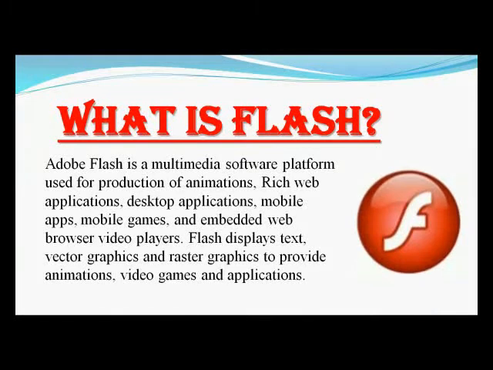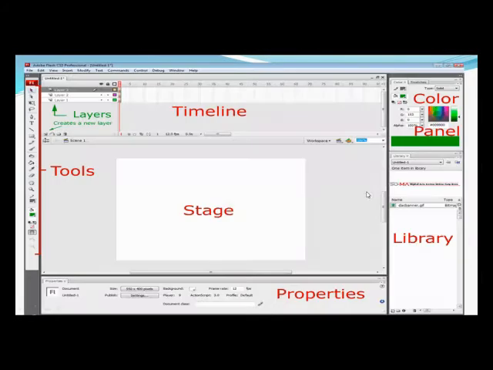Now this is the logo of Flash. Now this is the window of Flash, how the Flash window looks after getting started. The steps to open Flash software are: click on All Programs in the Windows Start menu, click on Adobe Flash, and then click on Flash CS3. So you will get this window. This is the window, and see its labeling.